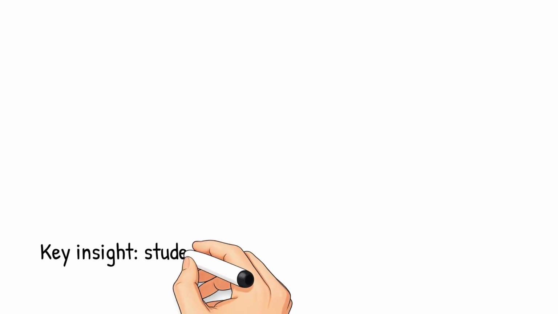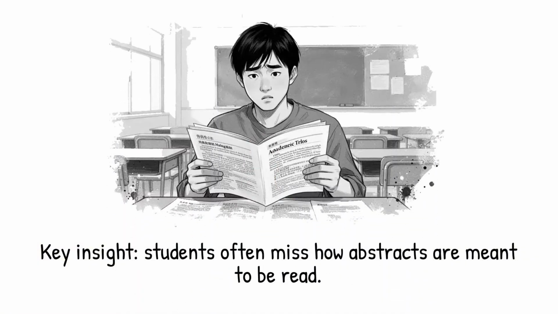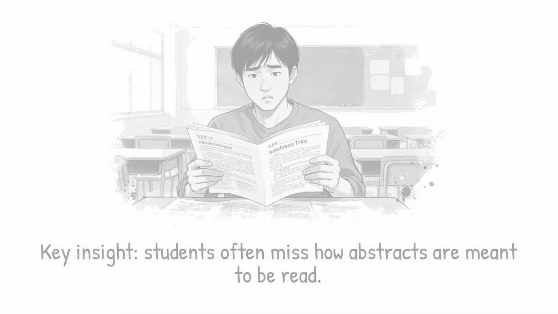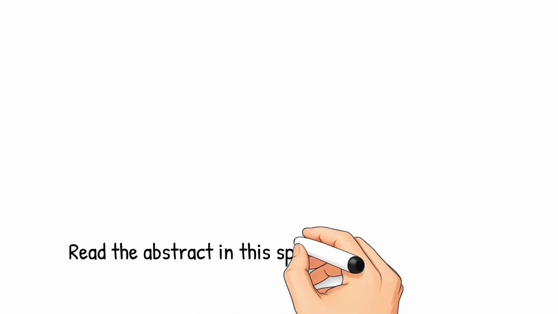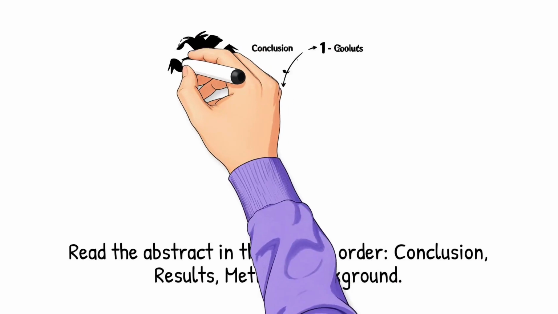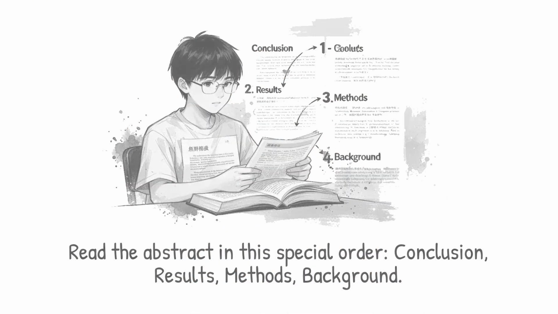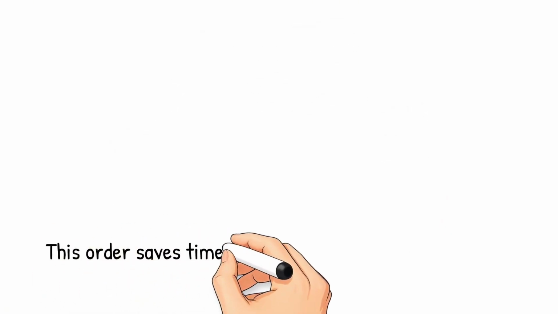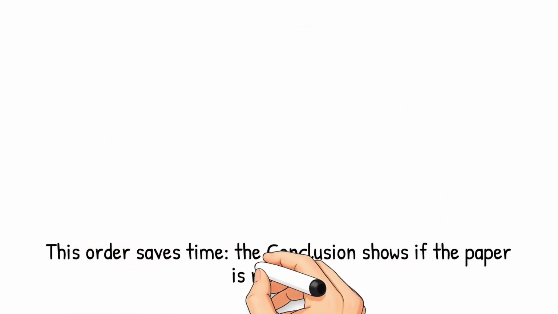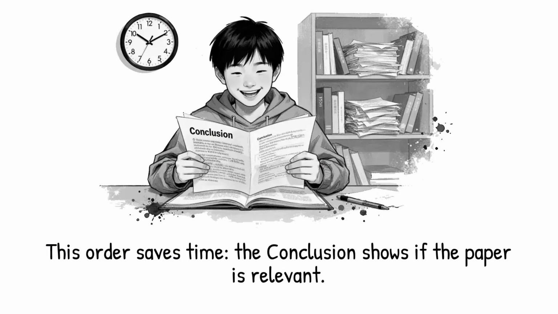Here is the key insight that most students miss. The abstract is written to be read in a specific order, but you should read it in a different order. Start with the conclusion, then go to the results, then go to the methods, then, only if you're still interested, read the background. Why this order? Because the conclusion tells you immediately whether this paper is relevant to your question. If it isn't, stop. Move to the next paper. You've saved yourself 15 minutes.